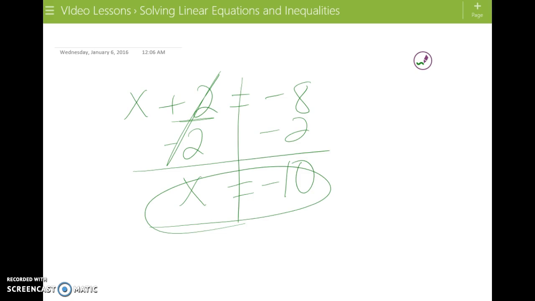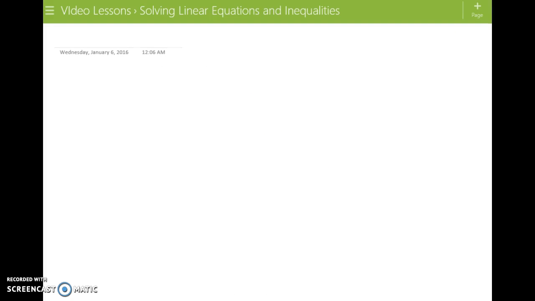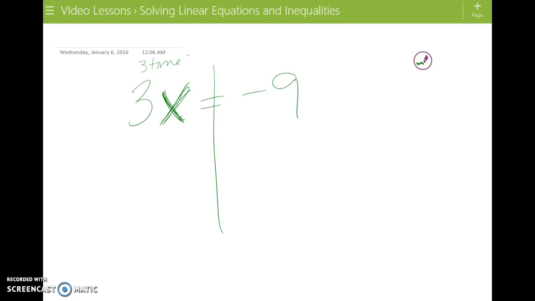So we were using addition and subtraction. You saw that to solve those. Here comes some multiplication and division. 3x equals negative 9. All right. My goal is to get x alone, but right now 3 is with x. When they're next to each other, this tells me that this is 3 times x. So I know this is multiplication.